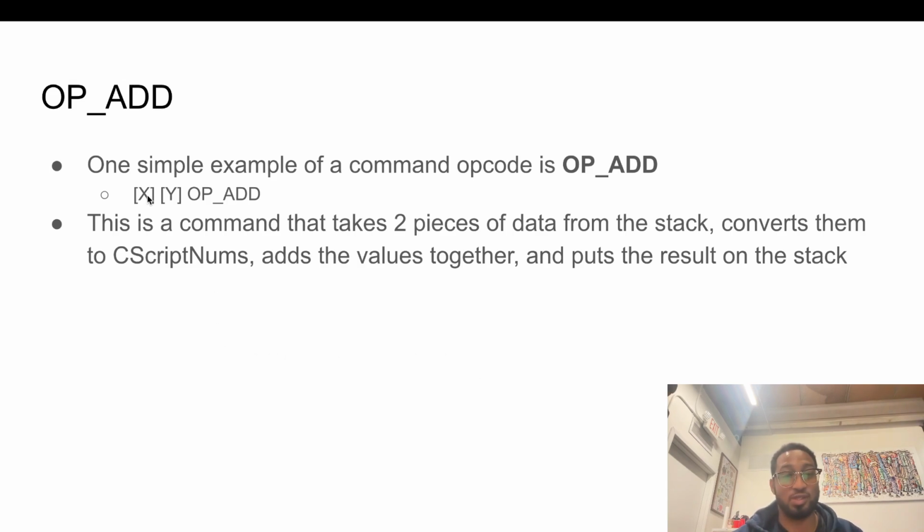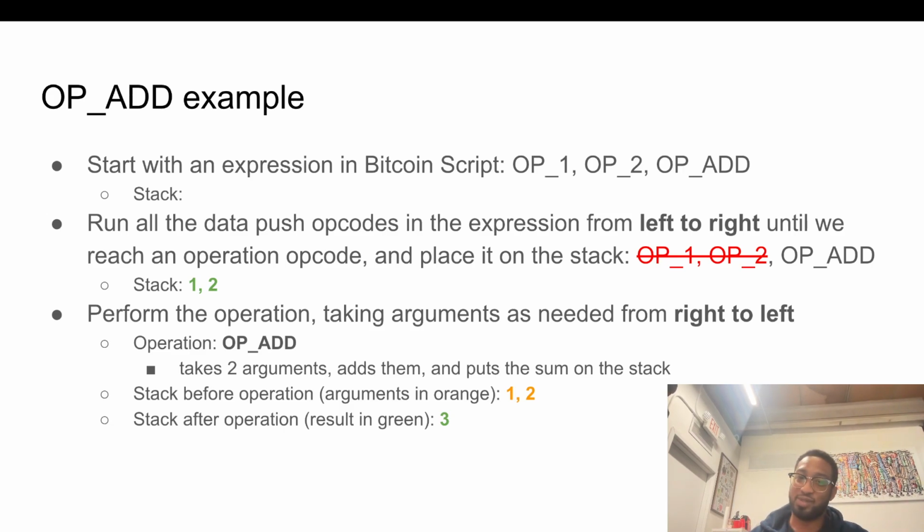You have 2 arguments, x and y, that can go into op-add. So op-add would operate on 2 arguments. This is a command that takes 2 pieces of data from the stack, converts them to CScriptNums, adds the values together, and puts the result onto the stack. Here's an example. So you start with an expression like this, op1, op2, op-add. The stack starts off as empty.